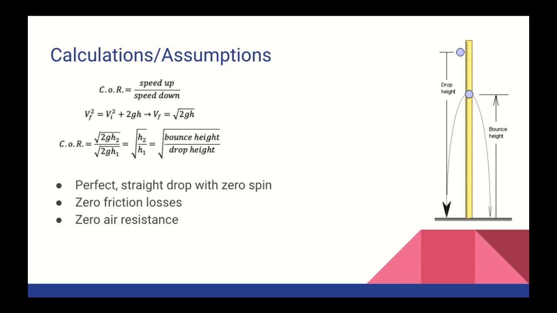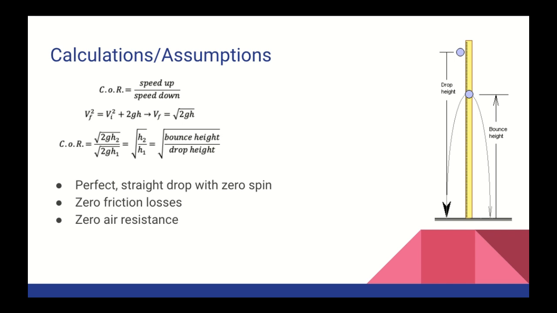Using the kinematic equation for vertical motion, Vf squared equals Vi squared plus 2gh, you can cancel out the initial velocity because at the start and at the base, the velocities are both 0. So this turns into Vf equals the square root of 2gh. Then once you place that into the coefficient of restitution equation, it cancels out to be the square root of the bounce height divided by the square root of the drop height.